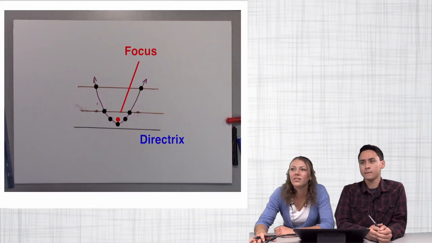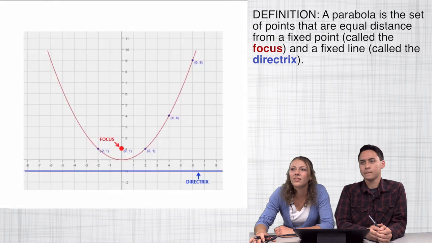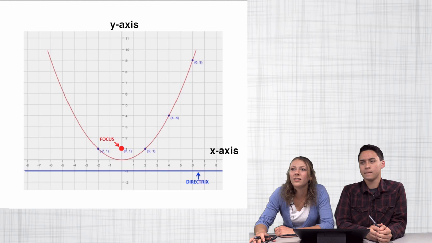In the previous lesson, Sasha and Keoni constructed a parabola from its geometric definition. In this lesson, the goal is to make connections between geometry and algebra when a parabola is represented on a coordinate grid that has an x-axis and a y-axis. Sasha and Keoni begin by describing what they notice when the parabola is on a coordinate grid.